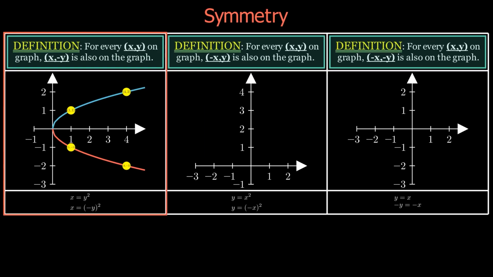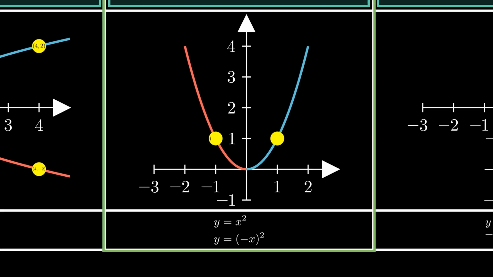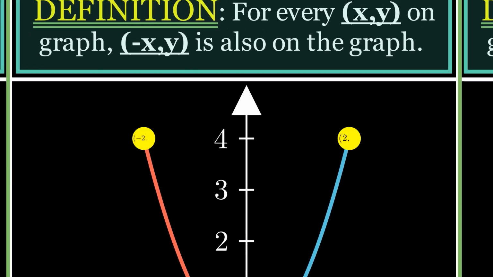Now let's look at symmetry with respect to the y-axis. A graph is symmetric with respect to the y-axis if for every point x, y on the graph, the point negative x, y is also on the graph. For example, the points 1, 1 and negative 1, 1 are symmetric with respect to the y-axis. Similarly, the points 2, 4 and negative 2, 4 are symmetric with respect to the y-axis.